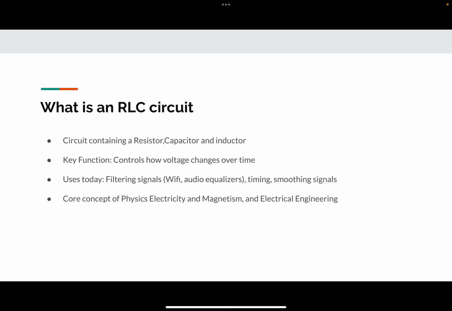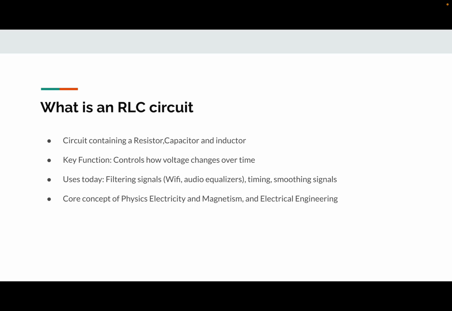So an RLC circuit is a circuit that has a resistor, a capacitor, and most of the time an inductor. That's what the L stands for. The resistor opposes current flow and helps control the discharge rate, while the capacitor stores energy in an electric field and charges or discharges exponentially. And the key function of an RLC circuit is that it controls how voltage changes over time.